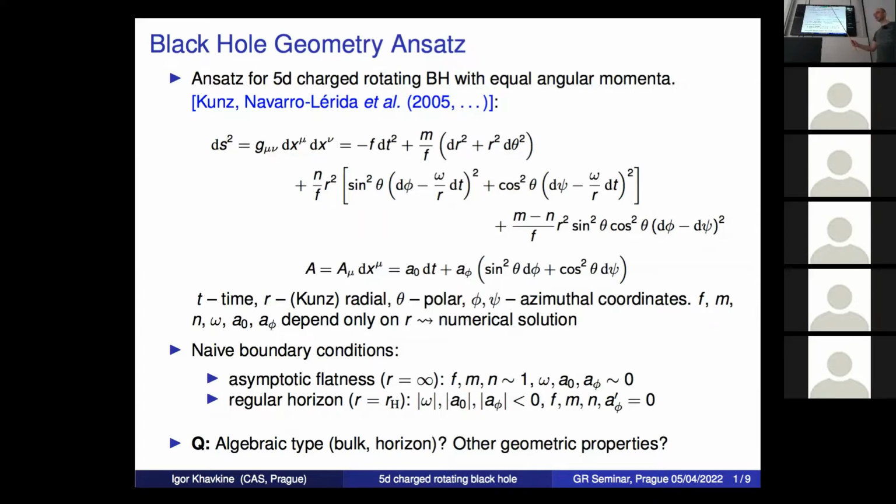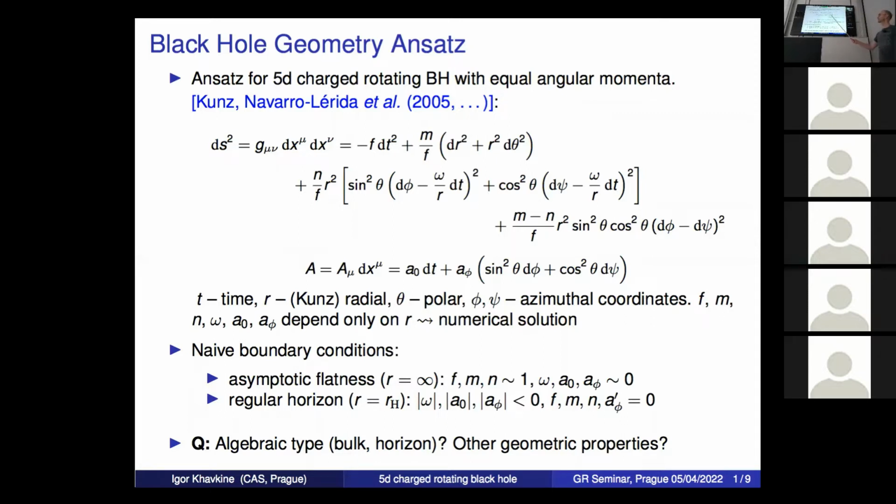So there's no exact solution for the charged rotating case, but there's been some work in the literature, for example, by authors around Jutta Kunz and some of her collaborators, that basically posit some ansatz parameterized by a bunch of functions. This metric in 5 dimensions has time, radial, polar, and the coordinates corresponding to the rotational symmetry directions. And the ansatz is parameterized by a bunch of functions that enter the metric in some way. I never really questioned how they came up with this ansatz, but they did it.